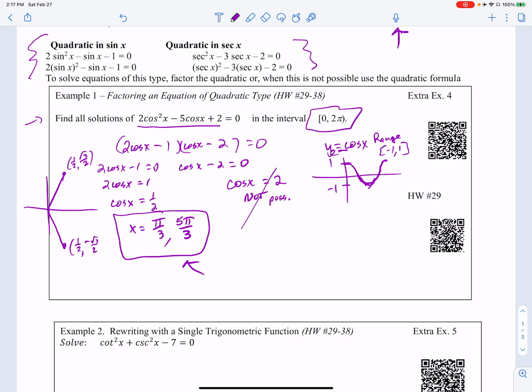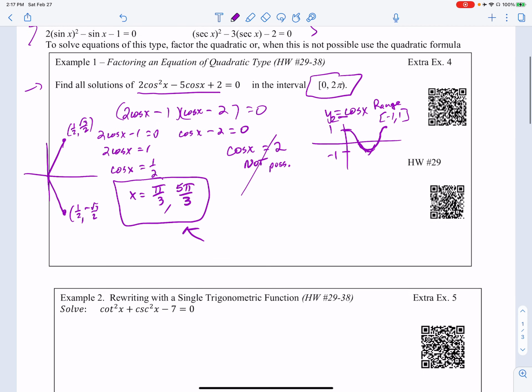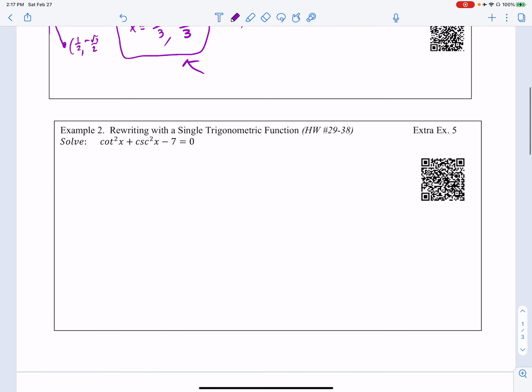All right, well, that was nice in example 1. Everything was in terms of cosine. But there will be quadratics where they are not in the same trig function. And so you need to use your identities to get them into the same trig function so that then you can factor. And so on this one, you see cotangent squared, you see cosecant squared. And so I'm thinking 1 plus cotangent squared x is cosecant squared x. It's that Pythagorean identity. And so you can go either way.